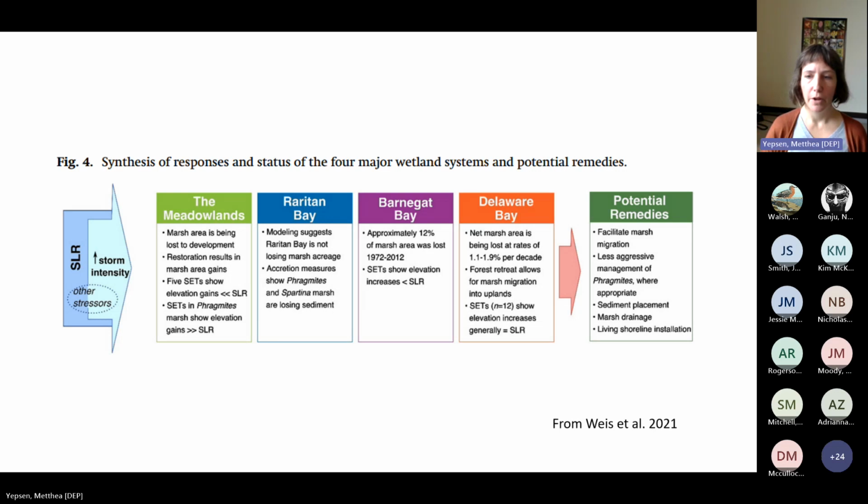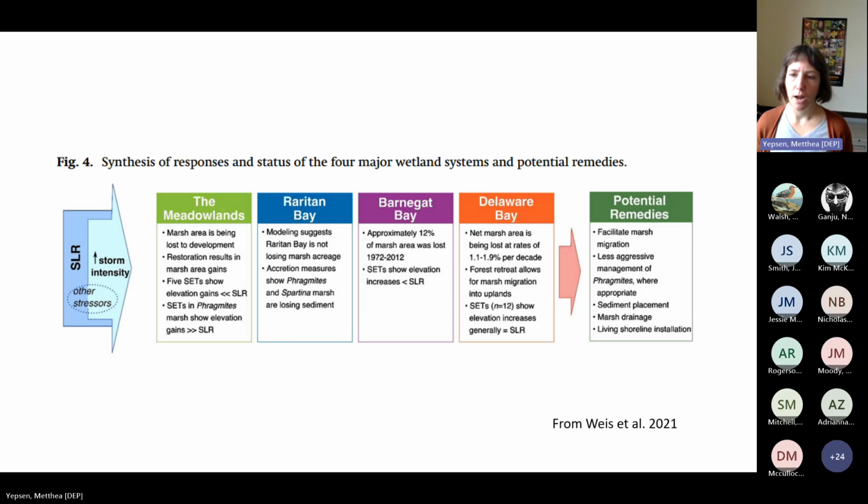In the Delaware Bay, there were definite losses in marsh acreage, but some of those losses were really being made up for by marsh migration inland. So we had the most marsh migration happening in the Delaware Bay. And the surface elevation tables, again, there were only a handful included in this study, showed that about half were keeping pace with sea level rise and about half were not. So as you can see, the expected losses are not uniform across the state, and management decisions need to be tailored to the watershed and the site.